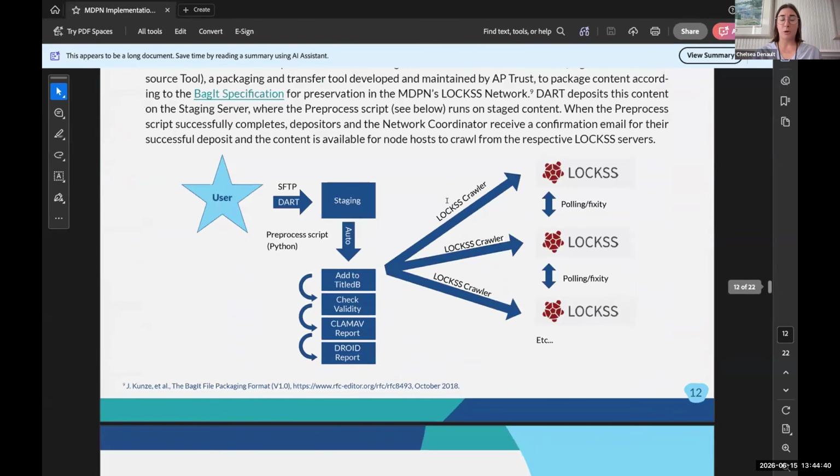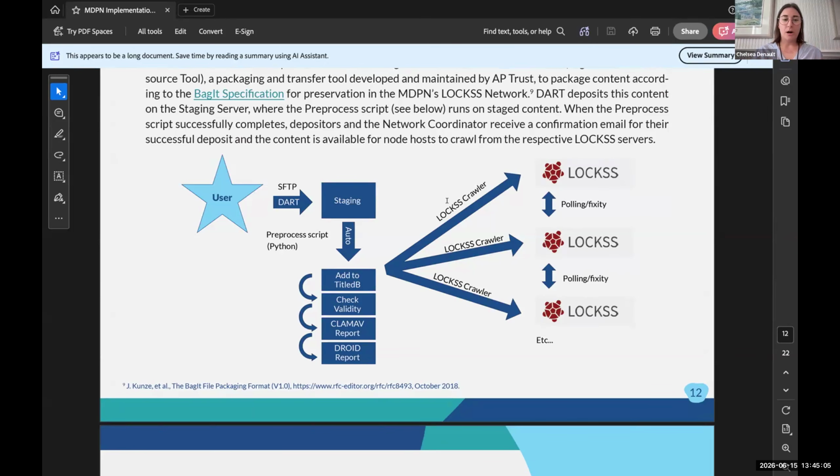Section 3 is focused on building workflows. You can see in the diagram here, we use another tool called DART, the Digital Archivist Resource Tool, which is created and maintained by APTrust. We use that for the packaging of collections by our members. It's then deposited, that bag, on our staging server that we host here at MDPN.